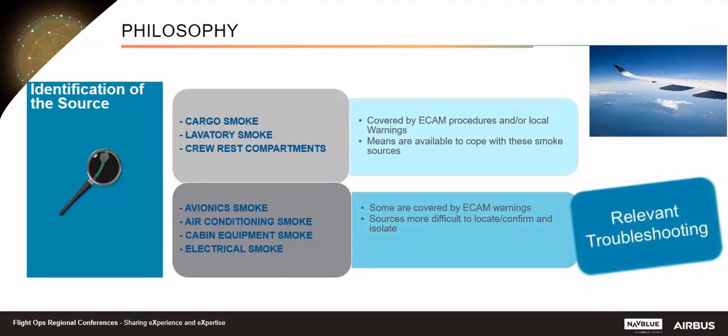Finally, concerning the identification of the source, some sources of smoke and fumes are easy to locate because they are either located in accessible areas or monitored by smoke detectors, so they trigger some ECAM alert or local warnings. But for other sources that you can see here in the second group, such as avionics smoke or air conditioning smoke, they are more difficult to locate and to be confirmed at 100% because they are not necessarily monitored by smoke detectors. So for these events, we provide relevant troubleshooting procedures.